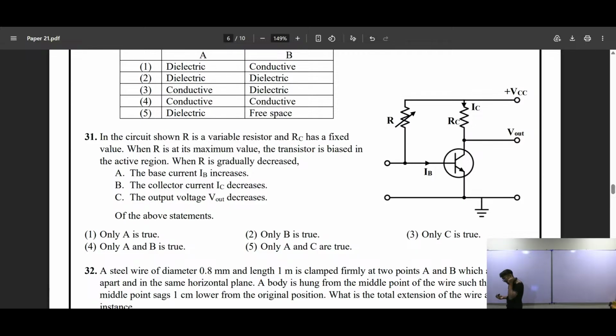Now this is a transistor bias. A transistor can be biased in two ways. One is the base resistor method, the other one is the potential divider method. This is the base resistor method. The transistor is biased by using the base resistor method.